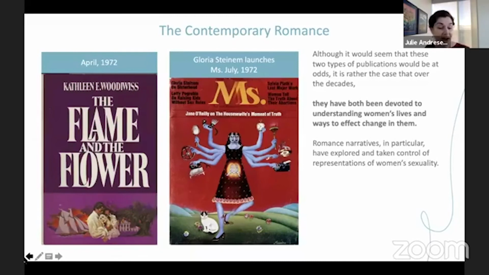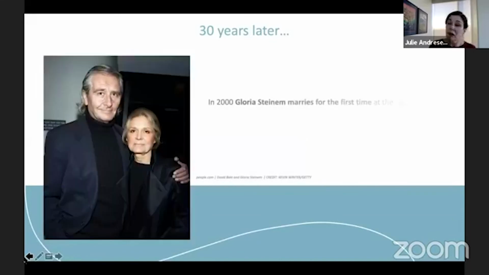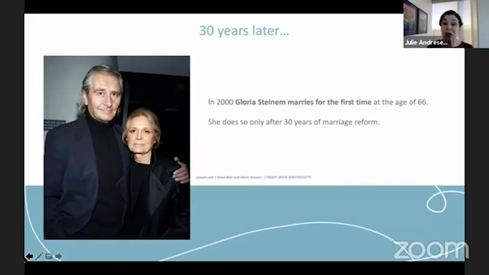Feminist icon Gloria Steinem launches Ms. Magazine at the same time. These projects might seem to be at odds, but they are convergent in exploring women's lives. The romance mode is not escapist. So what happens? In 2000, Gloria Steinem marries for the first time.